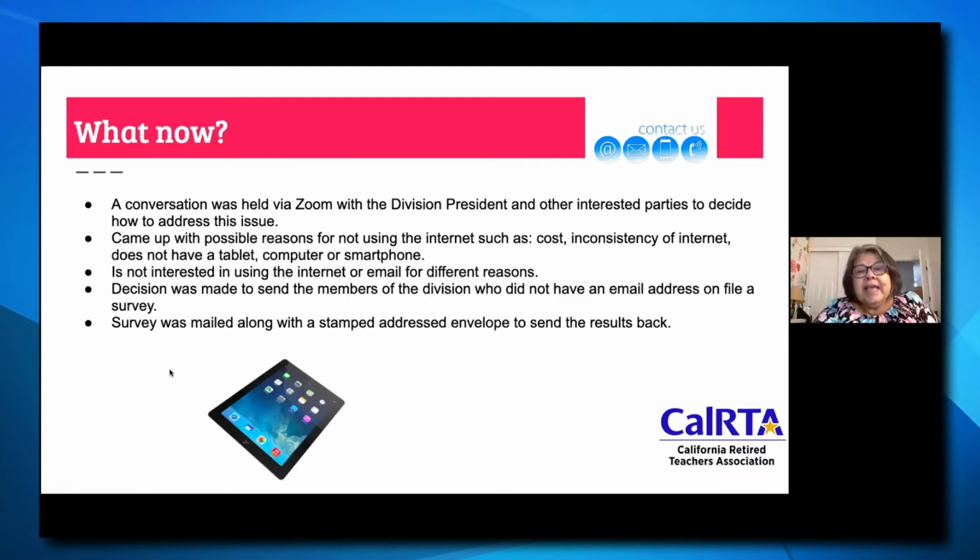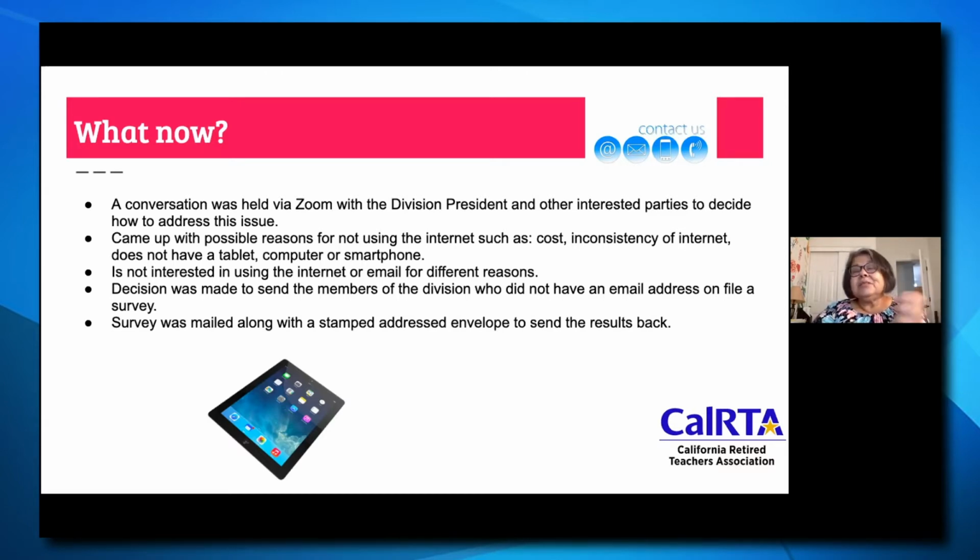So a conversation was held via Zoom with two of the division presidents in Area 2, the Area 2 director, Sue Breyer, and myself. We came up with possible reasons that people weren't using the internet, such as costs, inconsistency, they don't have a computer, a tablet, or a smartphone. And Area 2 has a lot of rural areas, so inconsistency of internet is definitely a possibility. They're also not interested in using the internet or emails for various reasons.